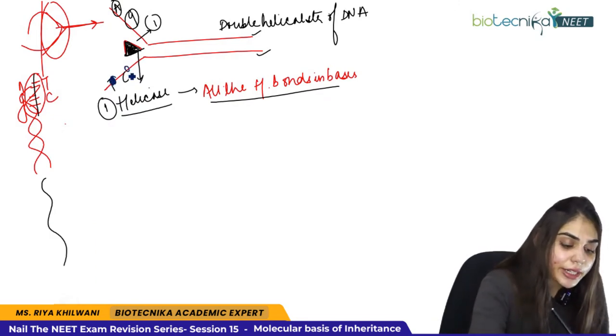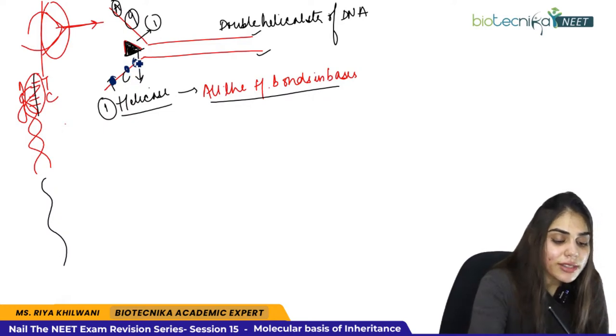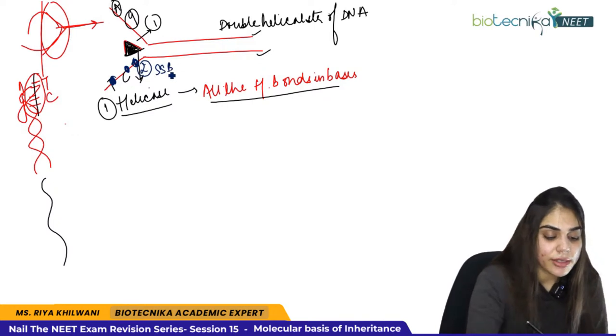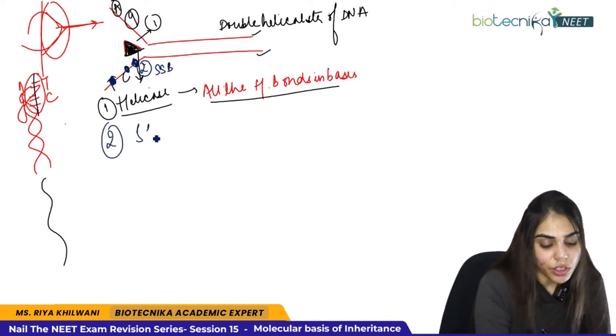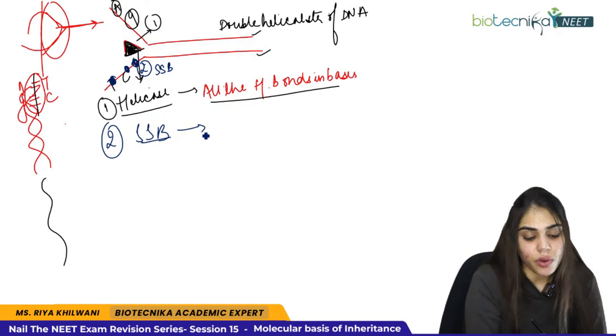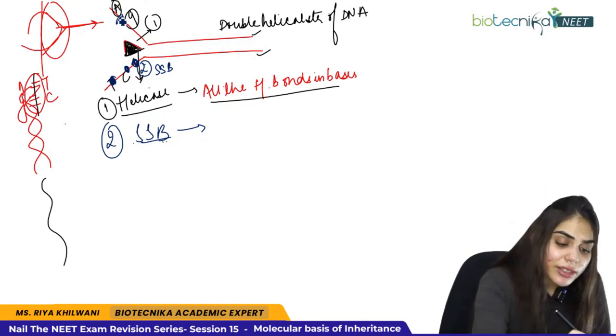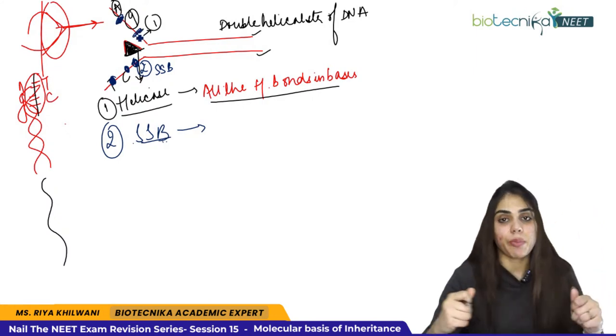single-stranded DNA binding protein. What is the function of SSB? The second enzyme that will come into play is SSB. So what is the function of SSB? SSB stands for single-stranded DNA binding protein. It will bind to both the strands and let the strands separate.